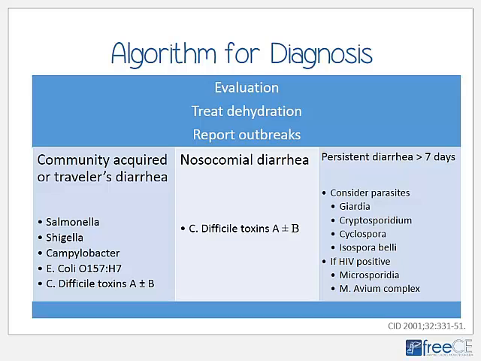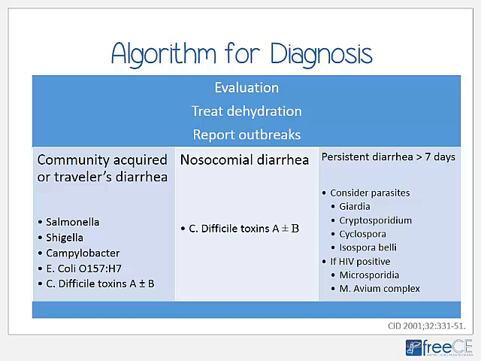The next question is, am I concerned for nosocomial diarrhea? With nosocomial diarrhea, we typically think about diarrhea that starts greater than 3 days after the person has been in the hospital. So how long have they been in the hospital? What are their risks? Have they been on antibiotics? At that point, if I was concerned about nosocomial diarrhea, you'd go ahead and test for C. diff, and we'll talk about the test for C. diff in a few slides.